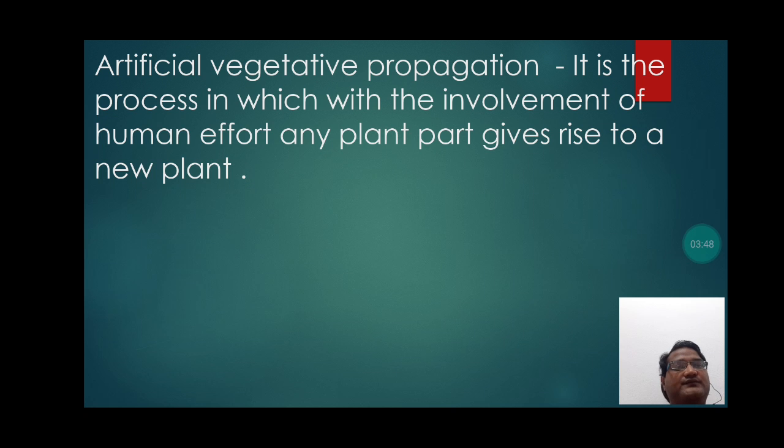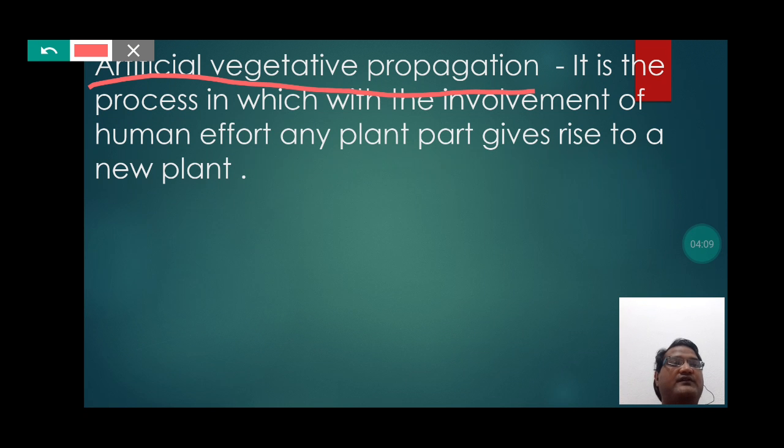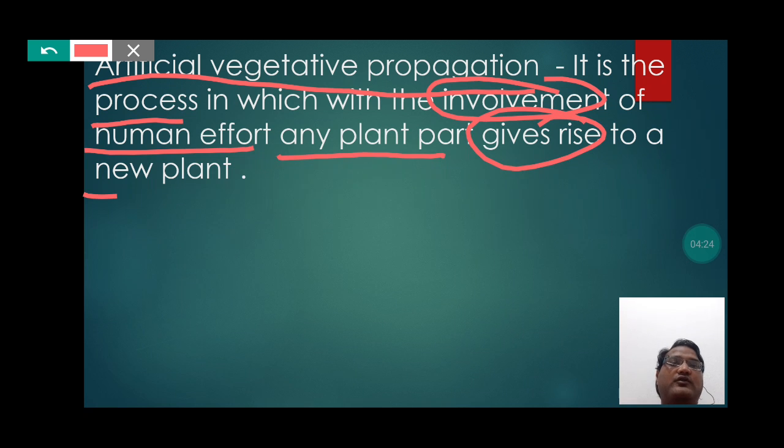Artificial vegetative propagation. It is the process in which, with the involvement of human effort, any plant part gives rise to a new plant. So students, artificial vegetative propagation is the process in which, with the involvement of human effort, any plant part will be able to produce a new plant.